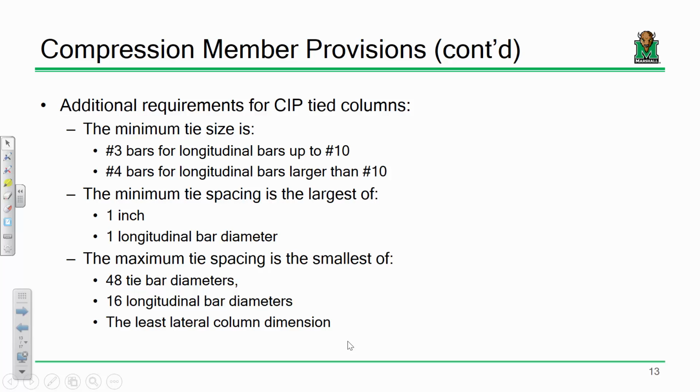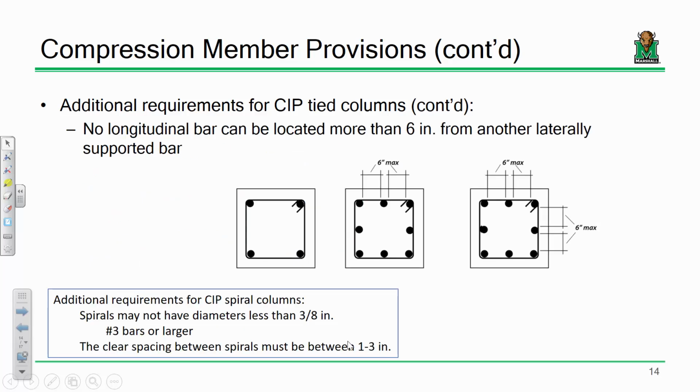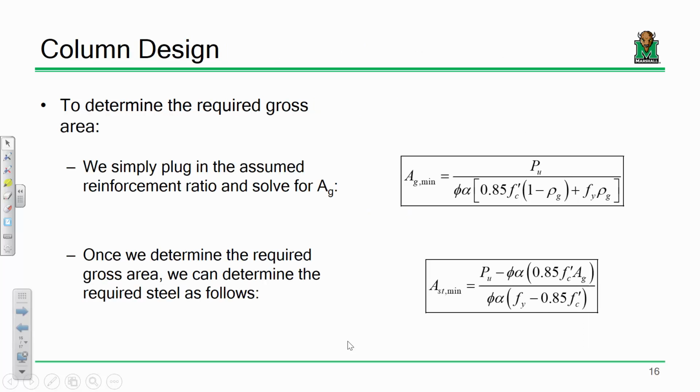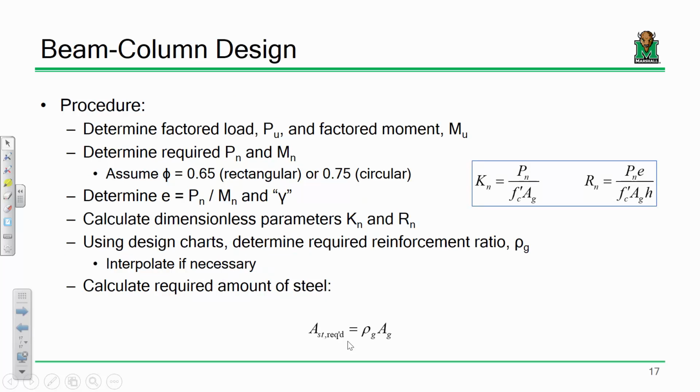This is just really copy and paste from the lecture notes. The additional requirements for tied columns, and then additional requirements for spiral columns here in that box. Here's your spiral reinforcement. This is the amount required, and this is the amount that you've actually provided. Column design equations, and then the procedure for beam column design. And that is your final.